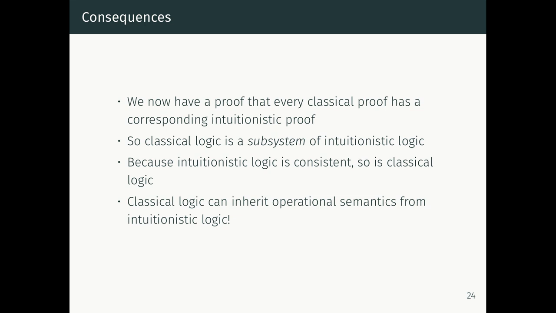And now, because intuitionistic logic is consistent, we sort of get a free consistency proof for classical logic. And because intuitionistic logic has a good operational semantics, classical logic can get one too. So you can say the operational semantics of this classical term are whatever the embedding into intuitionistic logic gives. That's the operational semantics of this classical term. We can just piggyback on the operational semantics of intuitionistic logic. So that's pretty neat.